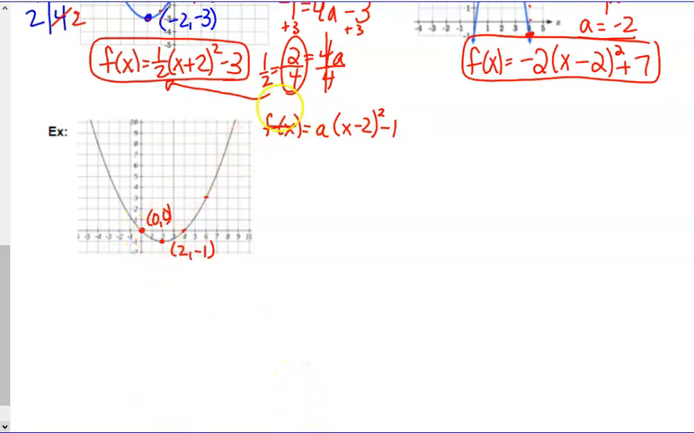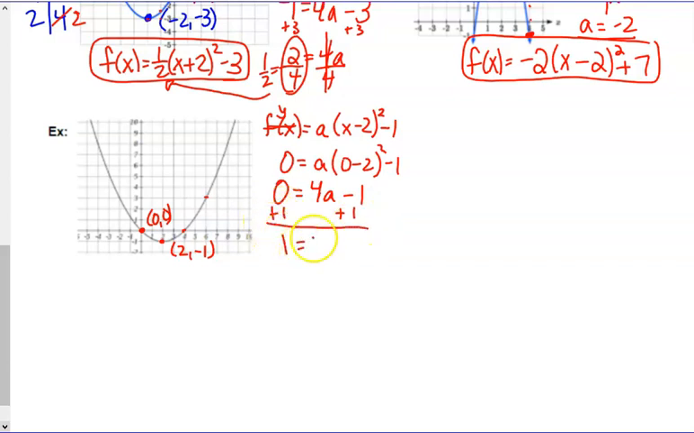So if I have a y value of 0 and an x value of 0, I should be able to now go ahead and find a. So let's do that. 0 equals, now what is this? 0 minus 2 is negative 2 squared is a 4. A minus 1. And again, just like last time up here, I'm 2 steps away. By adding 1 to both sides, 1 equals 4a, and dividing by the number next to the letter gives me a to equal 1 over 4. So that is my a value that I could go right back up here and plug in and get the vertex form if that is what is requested.